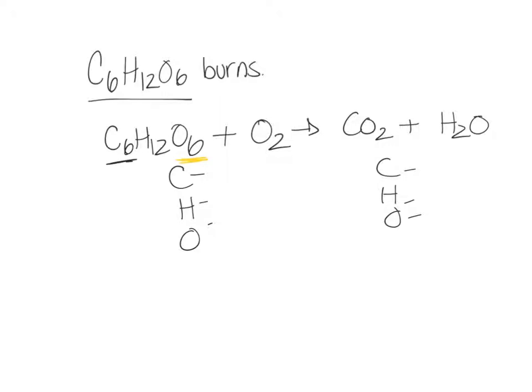Okay, I'm going to start. So there's 6 carbons on the left side. There is 1 carbon over here. There is 12 hydrogens over here. There is 2 hydrogens over here. Right now there is 6 carbons here and 2 here, right? So that makes 8 oxygens altogether.